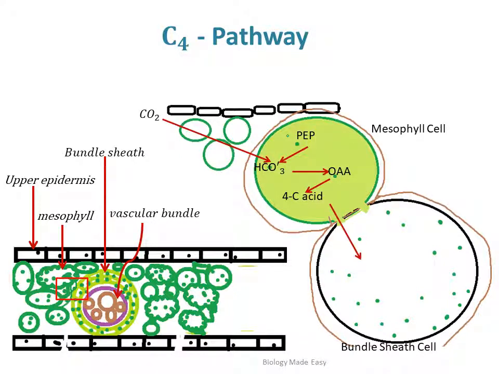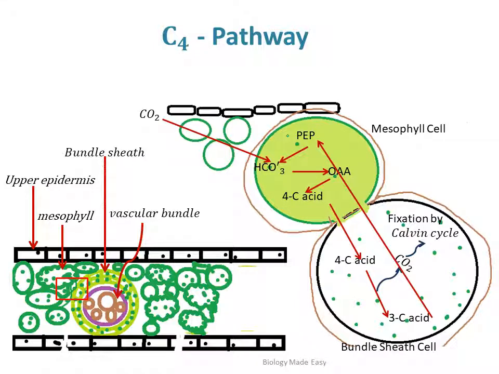This 4 carbon acid is transported into the bundle sheath cell, which extracts carbon dioxide to enter fixation by Calvin cycle. We can see a large number of chloroplasts, and the 3 carbon acid which is left is transported back to the mesophyll cell, where it is converted back to PEP.